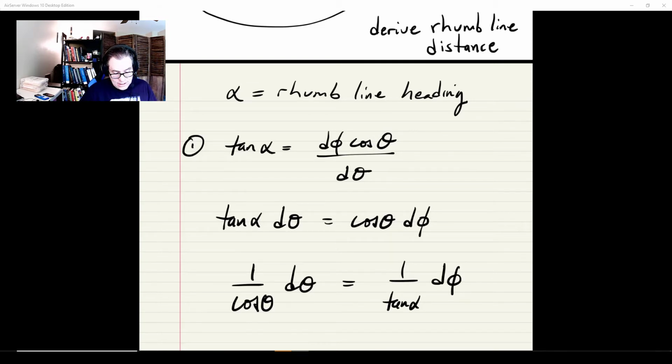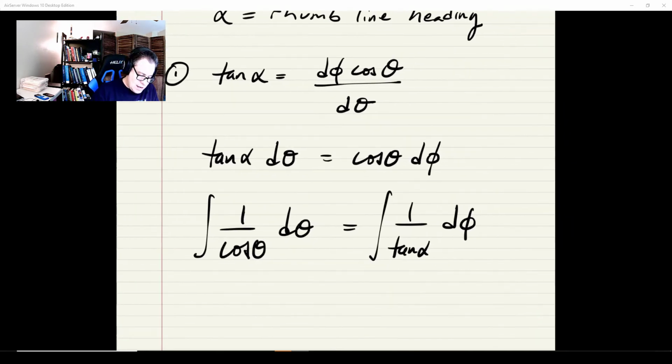It's at that point that you could just say integrate both sides. So that's what that represents. What I'm doing is integrating over the change in the latitude here, so that is from latitude at point A to latitude at point B, and on the right-hand side, I'm integrating over the change in the longitude. So that's longitude at point A to longitude at the terminal point B.